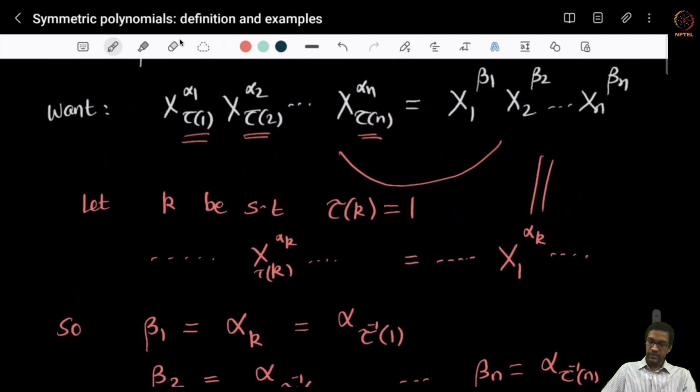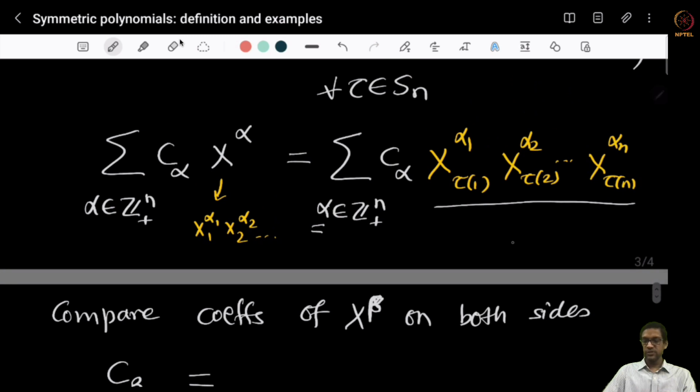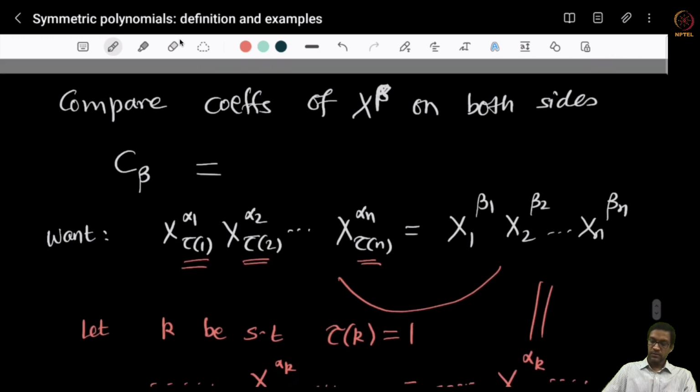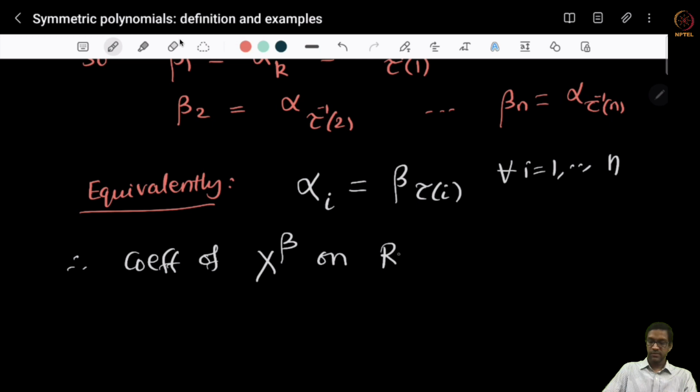So what does that mean? Let's go back up. We figured out, if I want to get this term to be the term x to the beta on the left side, then the alphas have to just be tau of the betas. So the coefficient that I'm going to get is c sub tau of the betas. Therefore we conclude that the coefficient of the term x to the beta on the right hand side of this equation is nothing but c sub the alphas, where alphas are beta tau 1, beta tau 2, and so on.